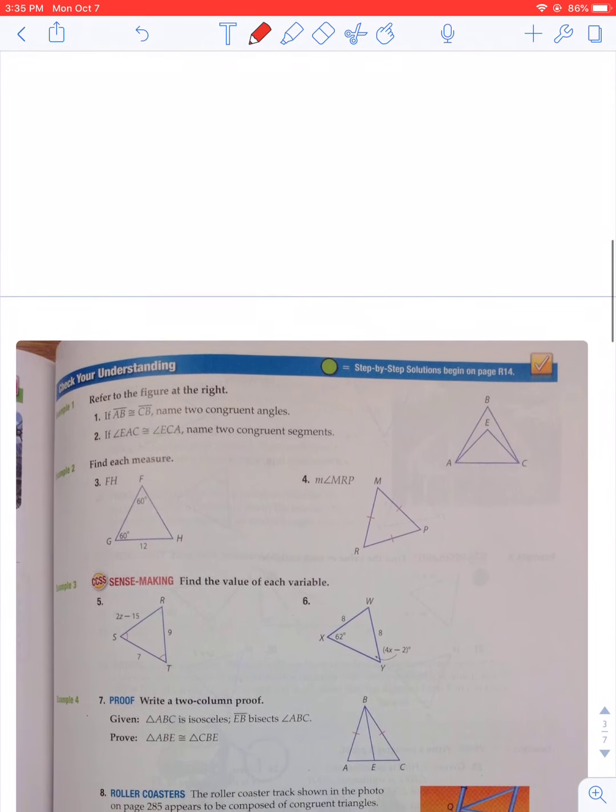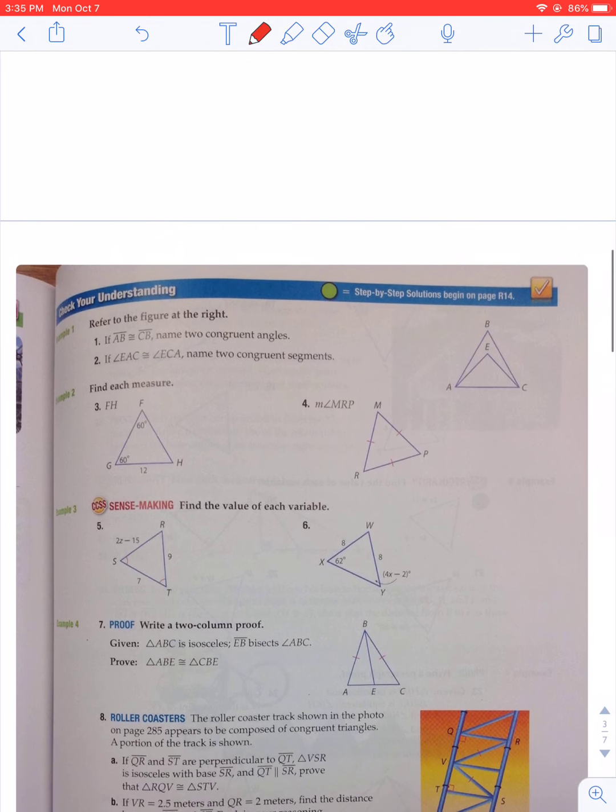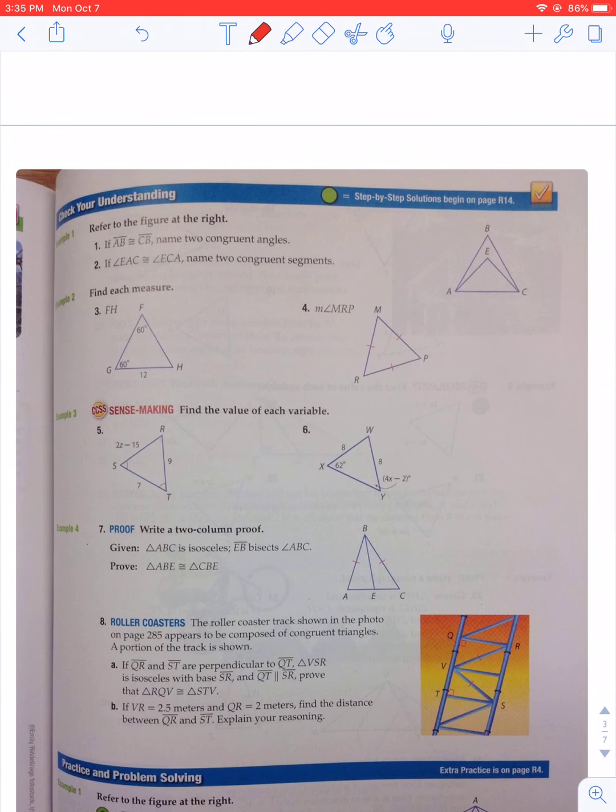So let's just dive into some problems. I'm going to do 1 through 7 with you. Then I'm going to give you some hints on the ones you're going to be trying on your own. So let's start with number 1.